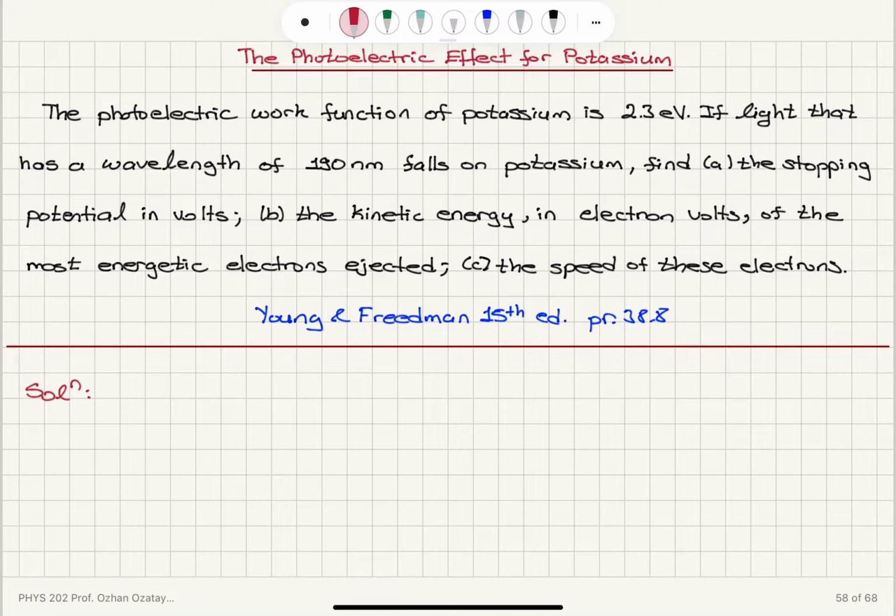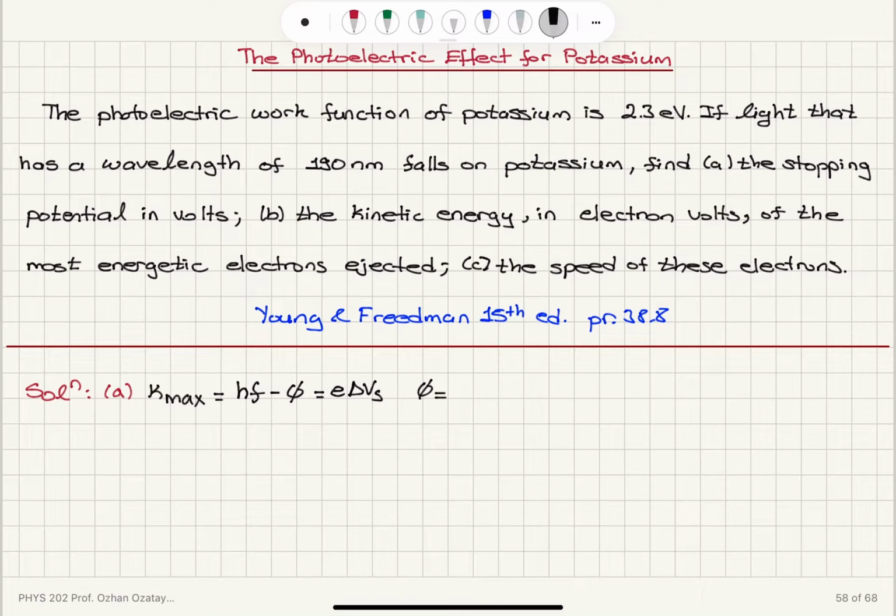Now, in part A, when we have a photon incident on the potassium electrode, there will be an energy deposited that is equal to Planck's constant times the frequency. And part of this energy will go to the work function, that is the energy required to release the electron from the surface. So hf minus phi will be the net amount of energy that will go into the kinetic energy, which is equal to the stopping potential energy, e delta V_s.